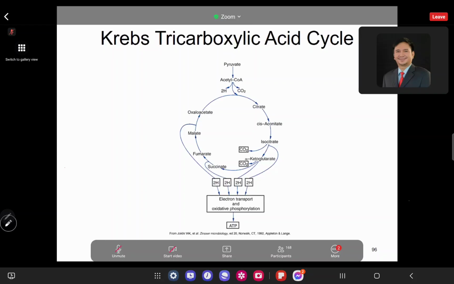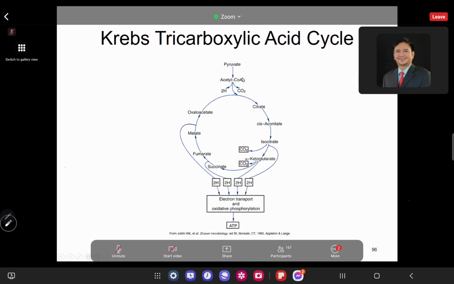TCA cycle, once again, is a central metabolic pathway where pyruvate produced from glycolysis is oxidized. So the pyruvate from glycolysis is oxidized to produce energy. And energy is your ATP. The process is called ATP production via oxidative phosphorylation. So the key steps of your TCA cycle: your pyruvate is converted to your acetyl coenzyme A.